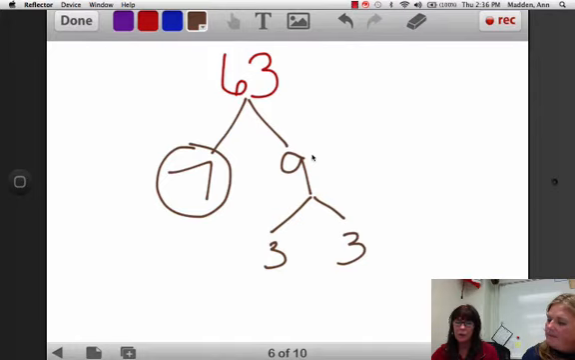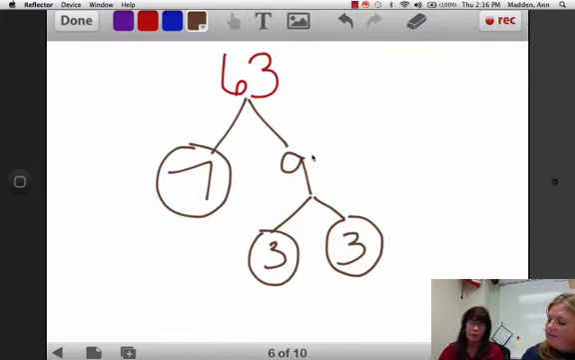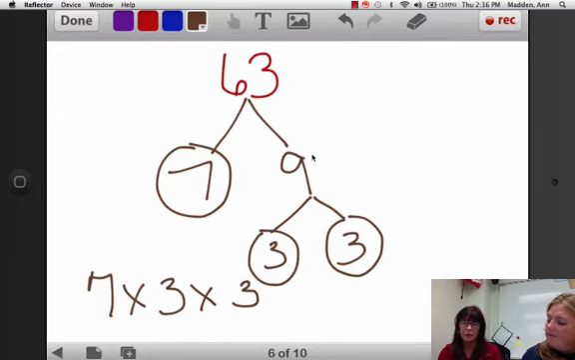Okay, how about the 3's? 3's are prime. 1 times 3, only factors. So I'm going to write down my factorization equation. 7 times 3 times 3 multiplied together equals 63. Because I have these factors, I also know that 63 is a composite number also.